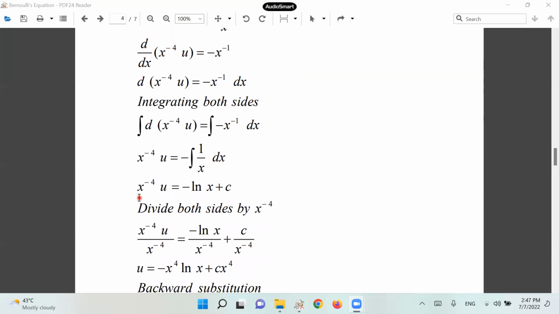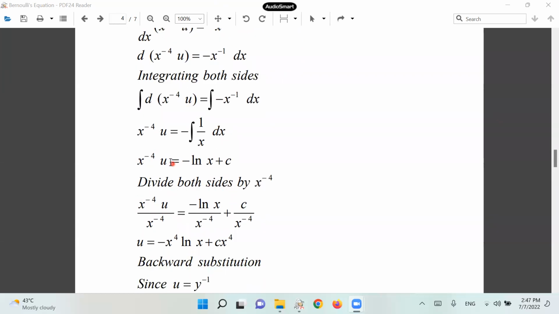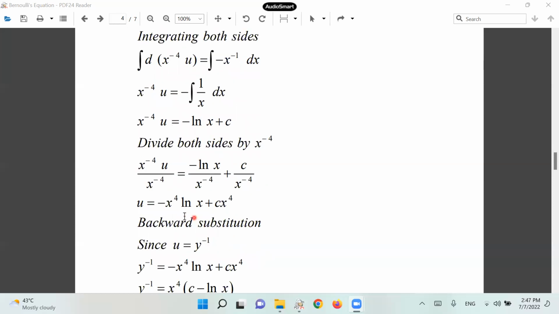And here is the same. Now divide both sides by the coefficient of u, because we want to find the value of u. So we divide both sides by x power minus 4, and this and this will cancel. So we get u equals x power minus 4. We take it up, so it becomes positive. So u equals x power 4 ln of x plus c into x power 4.